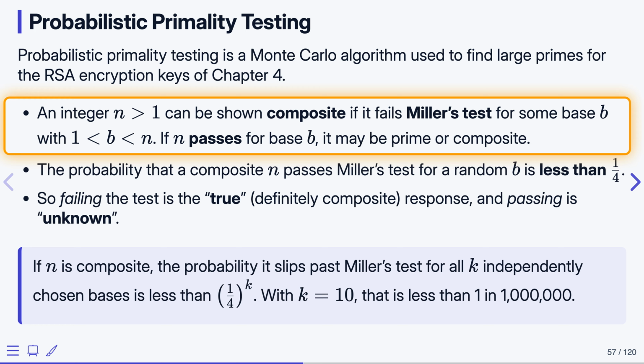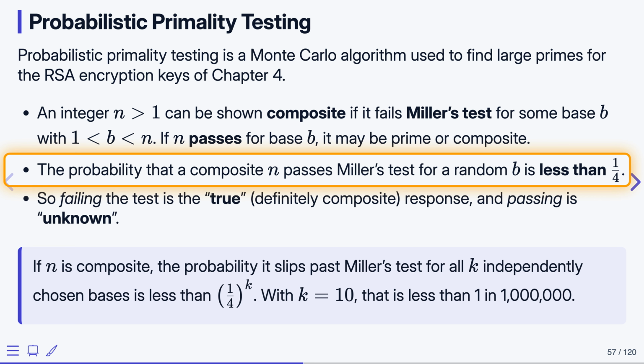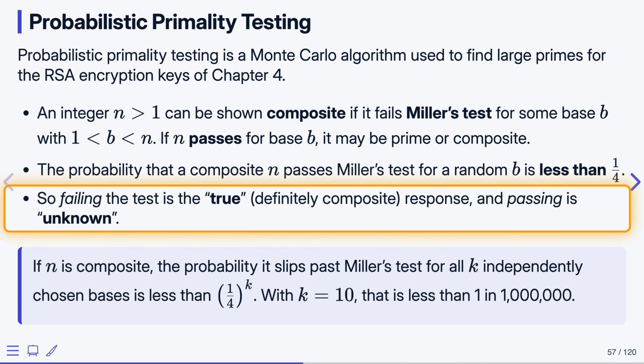If the number n fails the test for some base, then n is definitely composite, that is, not prime. If n passes, it might be prime, or it might be a rare composite that fools the test. The chance a composite passes for a random base is less than 1/4. So failing is the short answer, and passing is unknown.